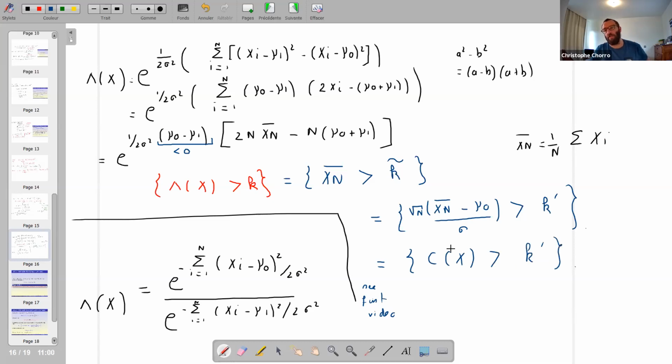Now it's finished, because I just have to do what I did before the break in the first video. I know that when mu is equal to mu0, this one is an N(0,1), so I can fix k prime in order to have a level of, for example, 0.05. Remember, k prime equals 1.645. Once I have this level of 0.05, I can look at my power, that is the probability of this area when mu is equal to mu1, and it's exactly what I did before the break.